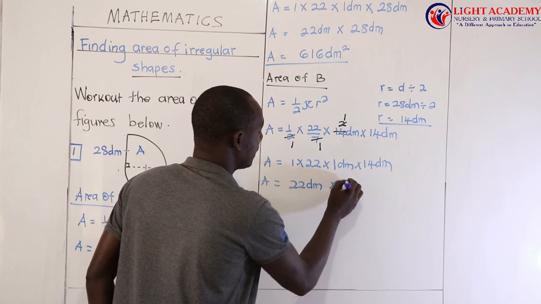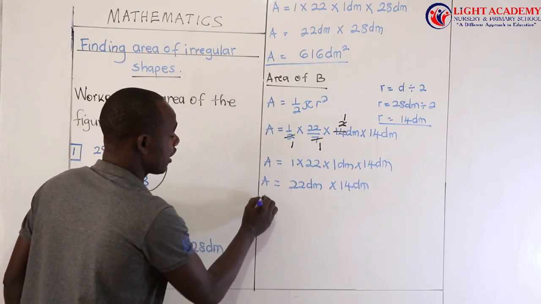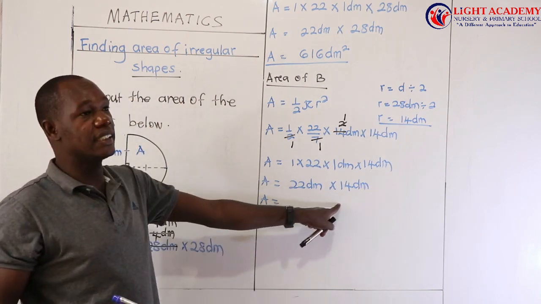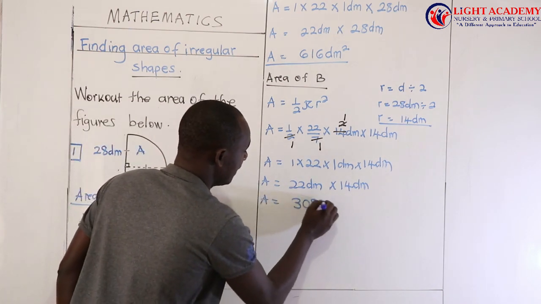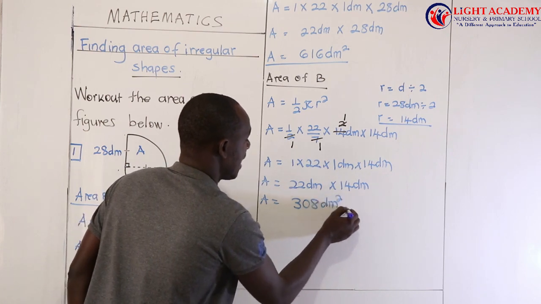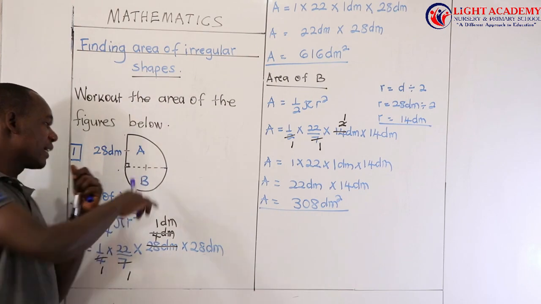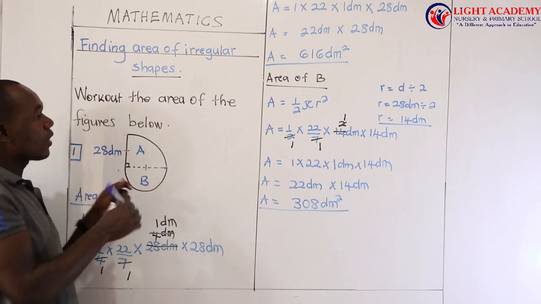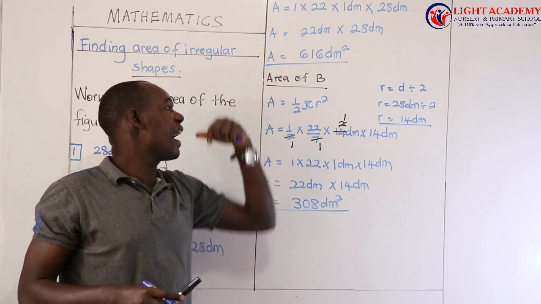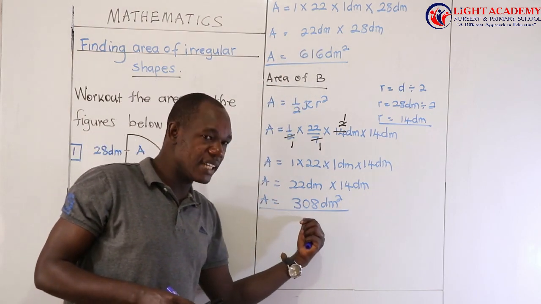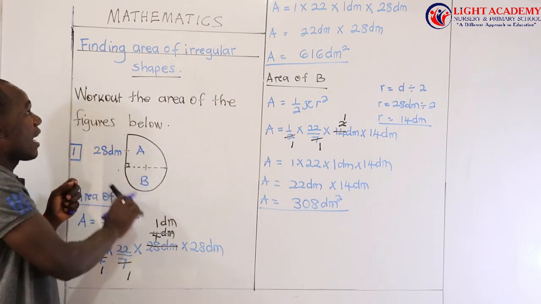Then times the 14 decimeters. Now when I multiply this, our area will be equal to 22 times 14. You will get 308 decimeters squared. And that is the area of the lower semicircle. So that means we already got the area of part A, which is 616, and the area of part B, which is 308. That means to work out the area of all of this irregular shape.